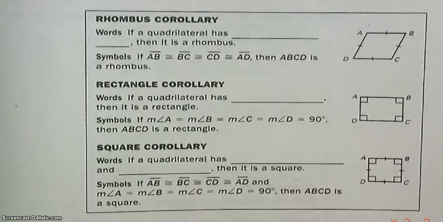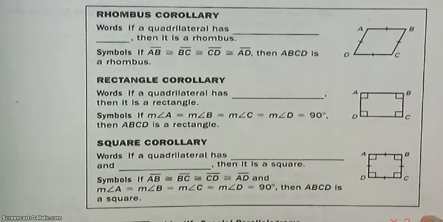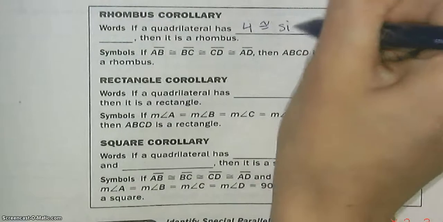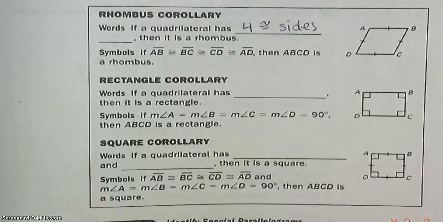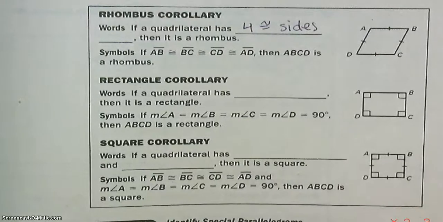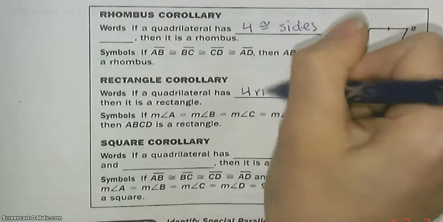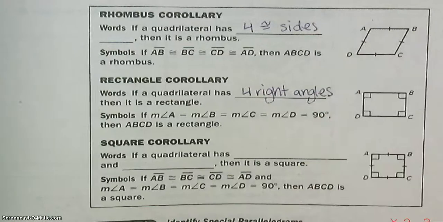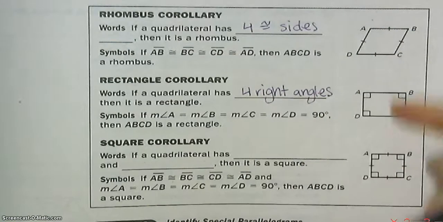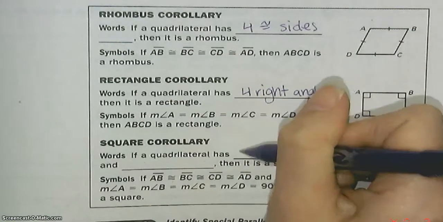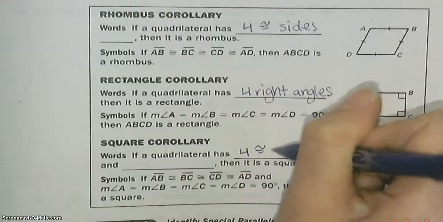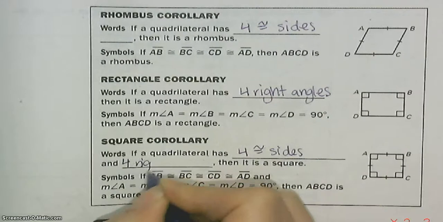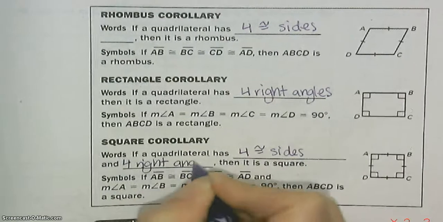All right, so here's how we prove that a shape is a rhombus. If it has 4 congruent sides, then it has to be a rhombus. There's no other way. And if you see 4 right angles, it has to be a rectangle. And then if you see a combination of these two, 4 congruent sides and 4 right angles, it has to be a square. Square gets both.